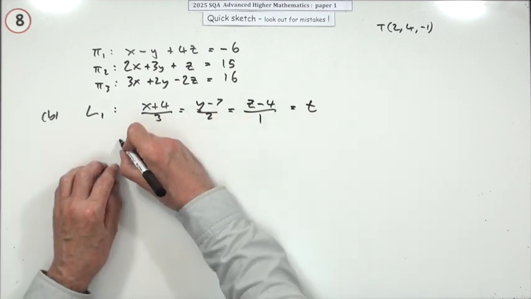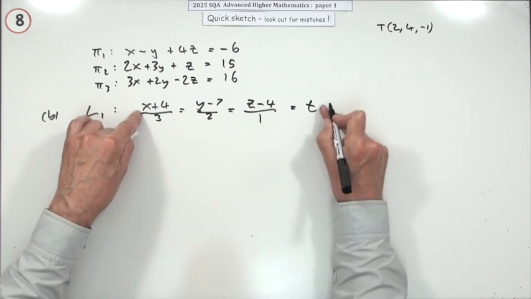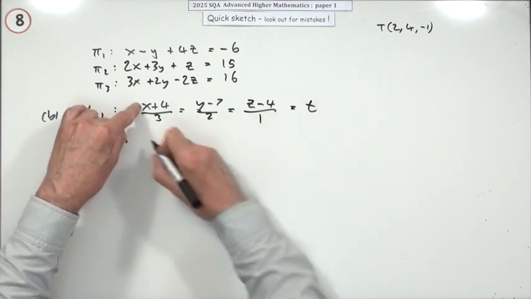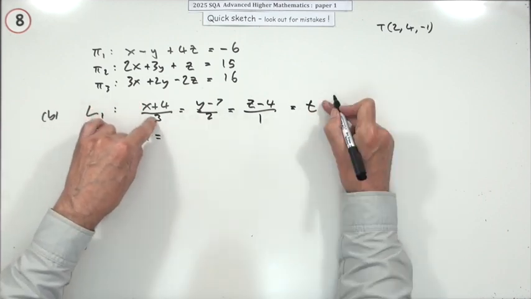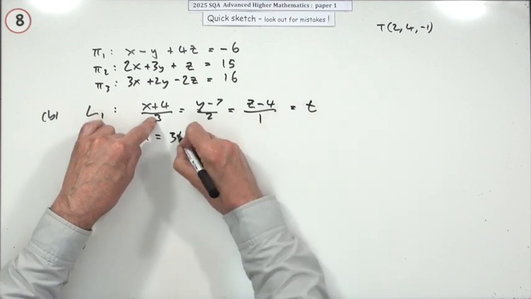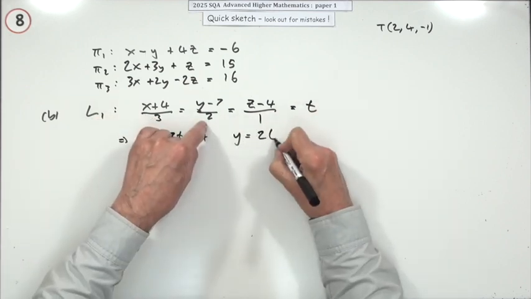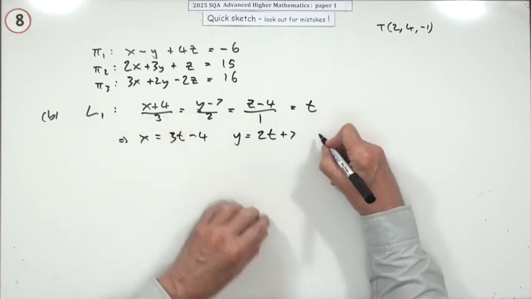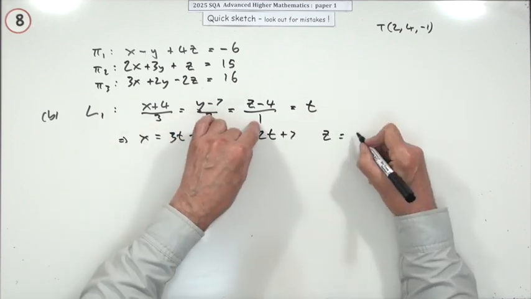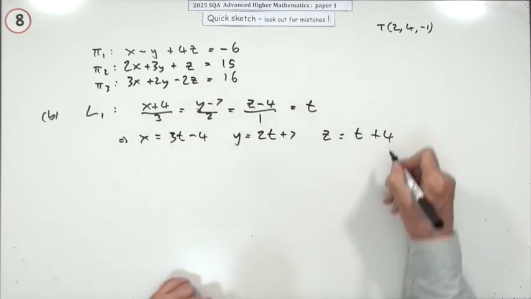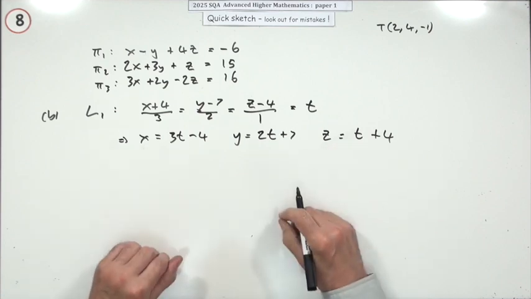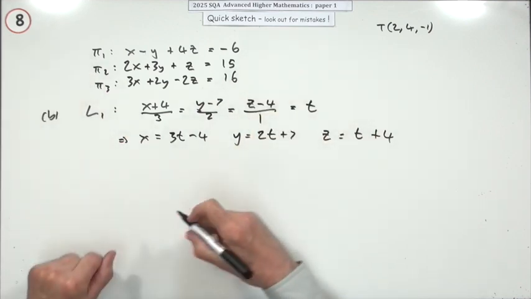I can rewrite that in parametric form by taking these parts. So x will equal the 3 across, 3t minus 4. Y will equal, take the 2 across, 2t but plus 7. And z will equal 1 times it is t plus 4. So there's the parametric equations. Now just put them into this.